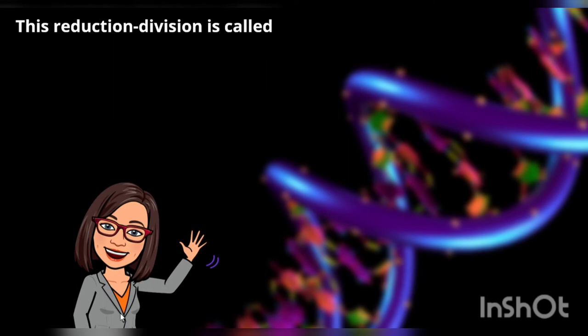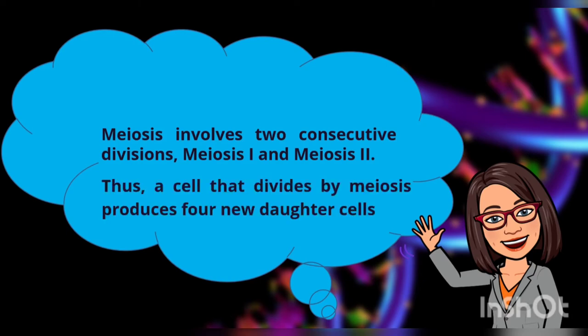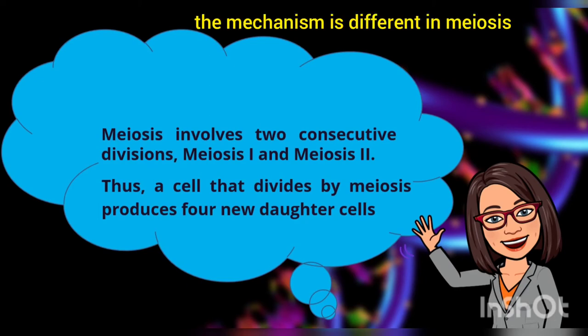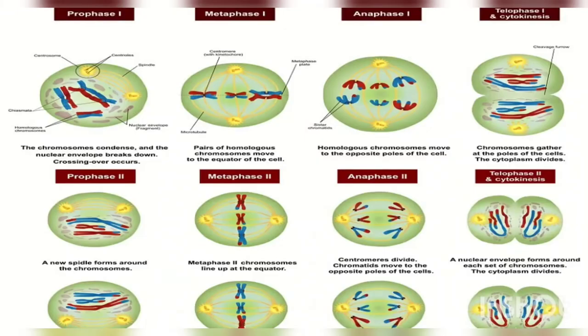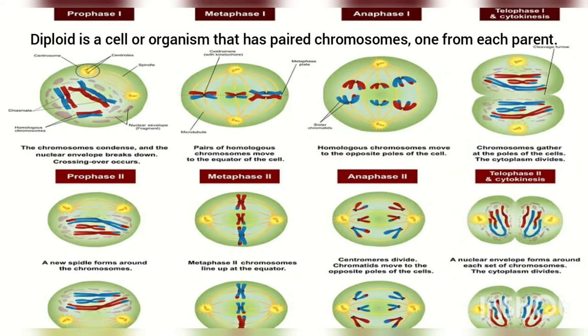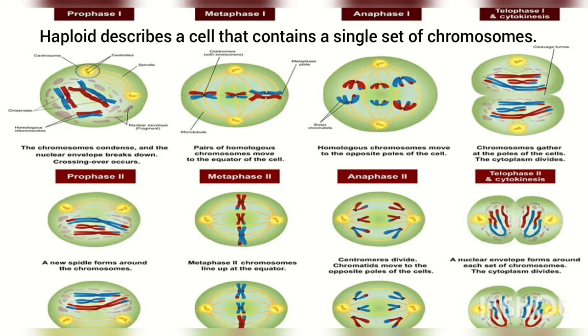This reduction division is called meiosis. Meiosis involves two consecutive divisions, meiosis 1 and meiosis 2. Thus, a cell that divides by meiosis produces four new daughter cells. Generally, the processes of dividing a cell in mitosis and meiosis are similar. However, the mechanism is different in meiosis. Unlike in mitosis, meiosis divides a cell with diploid pairs of homologous chromosomes to produce four daughter cells with haploid chromosomes.